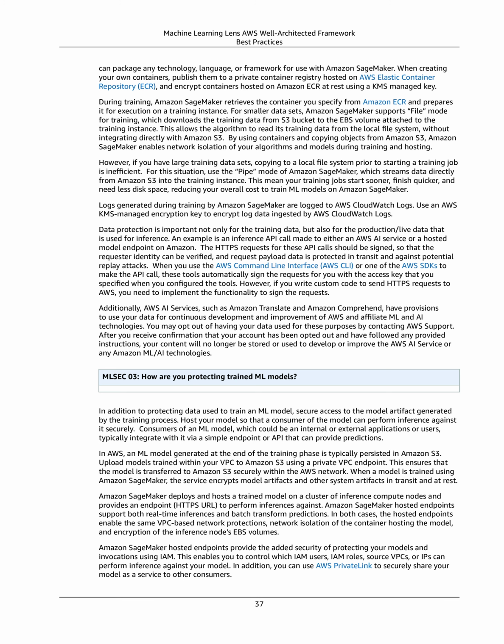Data protection is important not only for the training data, but also for the production or live data that is used for inference. An example is an inference API call made to either an AWS AI service or a hosted model endpoint on Amazon SageMaker. The HTTPS requests for these API calls should be signed, so that the requester identity can be verified, and request payload data is protected in transit and against potential replay attacks.